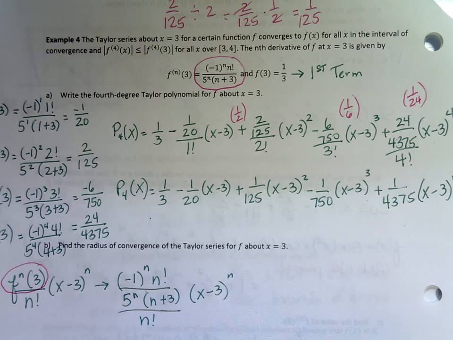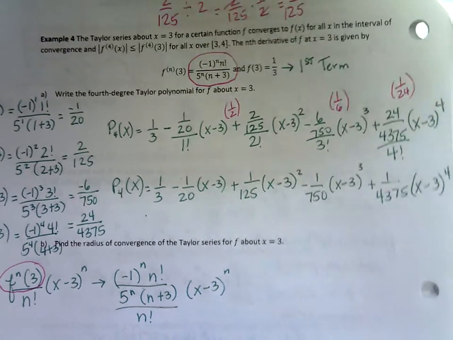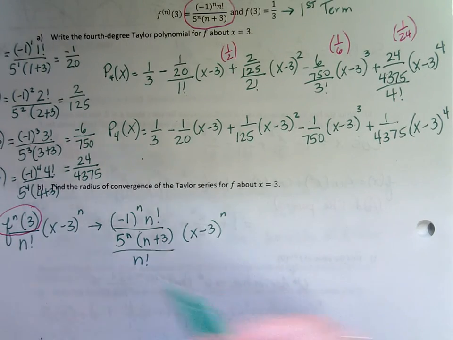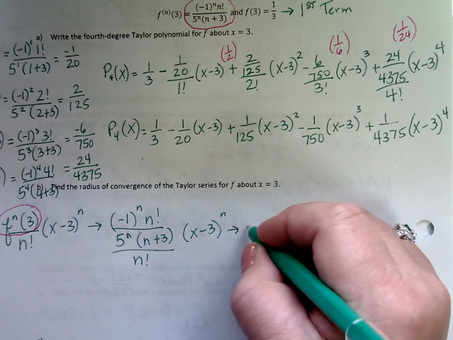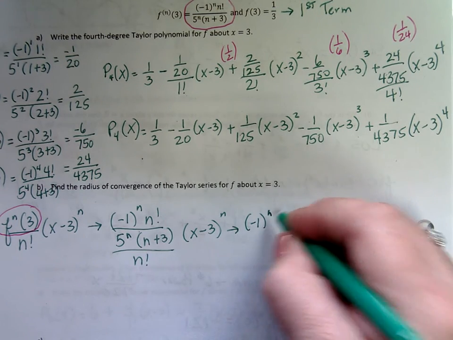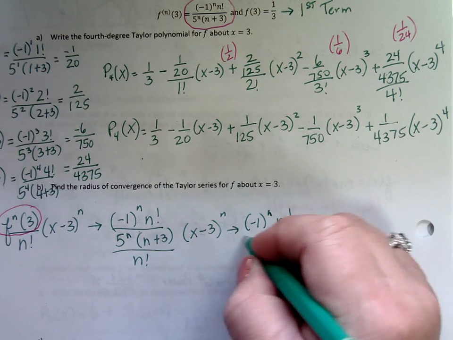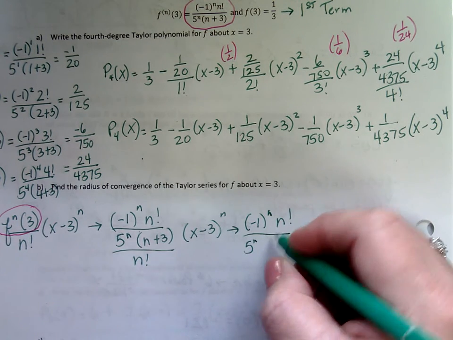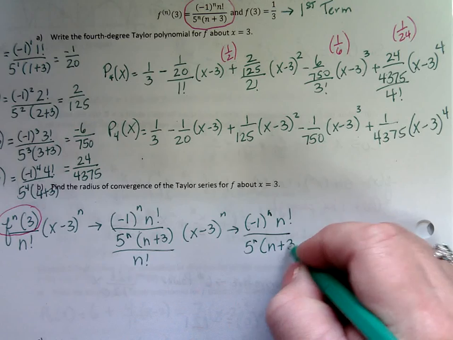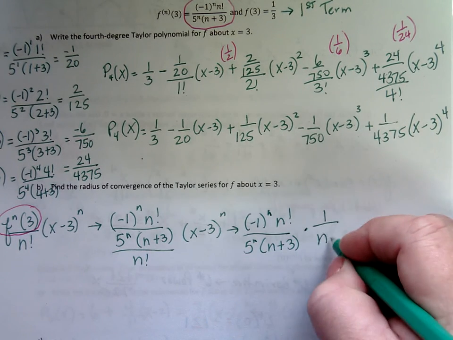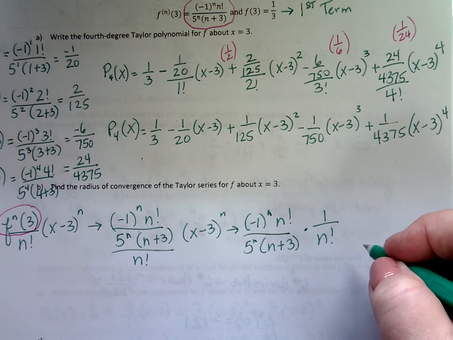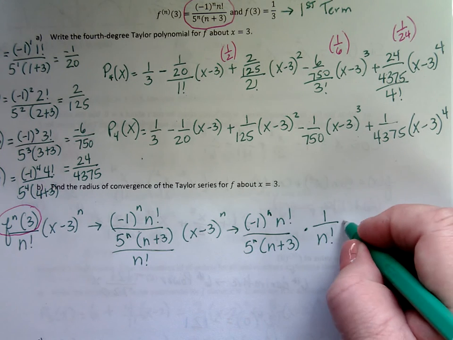Now, since I'm trying to find a radius of convergence, I'm eventually going to ratio test this thing, but I'm trying to get it into a form that I can actually use. So that's why I'm looking for this nth term there. So I have this, let's see, this would be the same thing as negative 1 to the nth times n factorial over 5 to the n times n plus 3 divided by, in other words, times 1 over n factorial, and then times x minus 3 to the n.